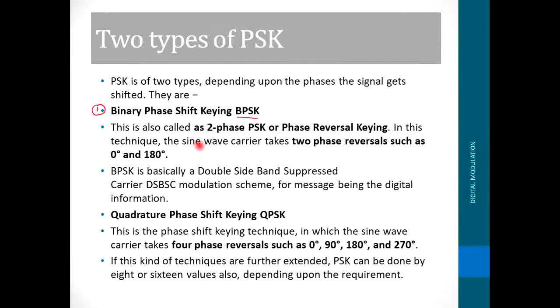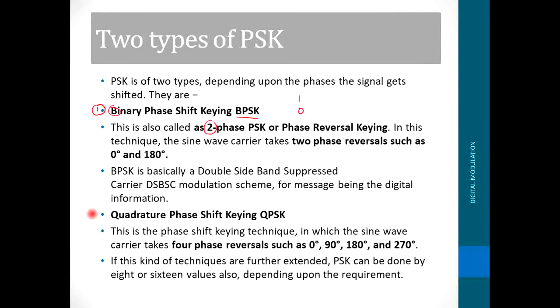In this technique, the sine wave carrier takes two-phase reversal such as 0 and 180. So this is a two-phase binary, so it only has 1 and 0. So BPSK is basically a double sideband suppressed carrier, DSBSC, modulation scheme for message being the signal operation.